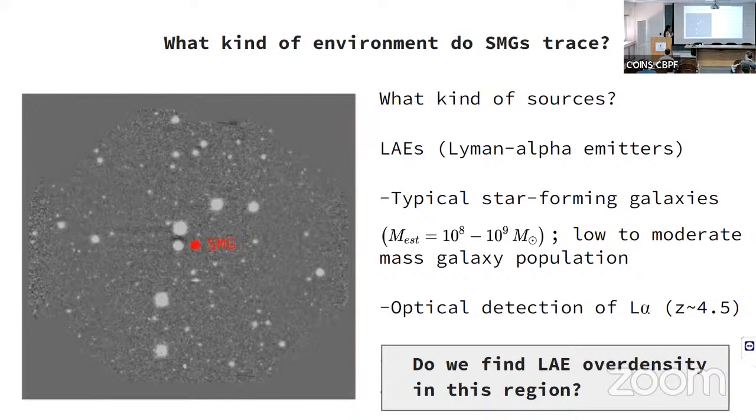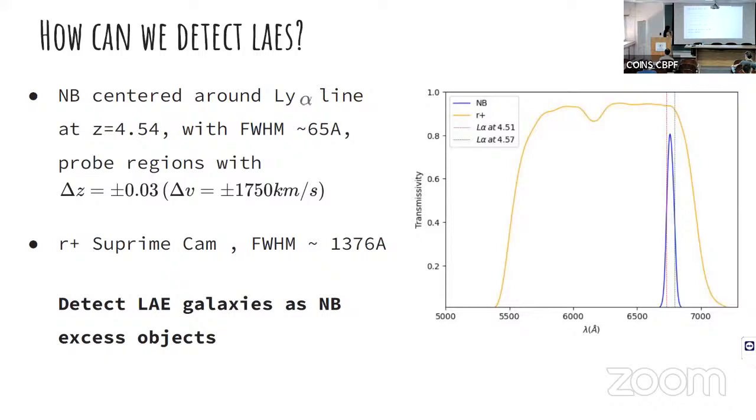So if we want to answer this question, what kind of environment do SMGs trace, we should answer if we find a Lyman alpha emitter overdensity in this region. So how can we detect Lyman alpha emitters? There are a few ways, but here we use 2 filters. We have a narrowband filter and a wideband filter. If we have an emission line here, because of this small range, the source will look bright in the narrowband filter, but if we measure the same emission line with the broadband, this will be a faint source or even undetectable, depending on the strength of the line. So using these 2 filters, we can select the Lyman alpha emitter candidates. This narrowband has 65 angstroms, and this allows us to probe a region in the redshift range of 0.03.